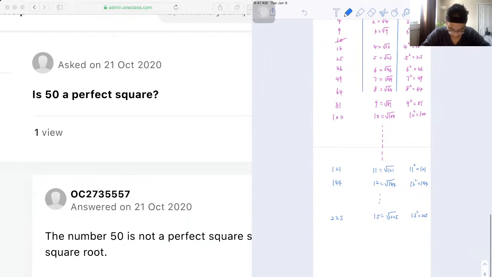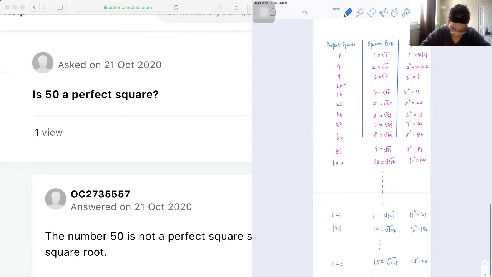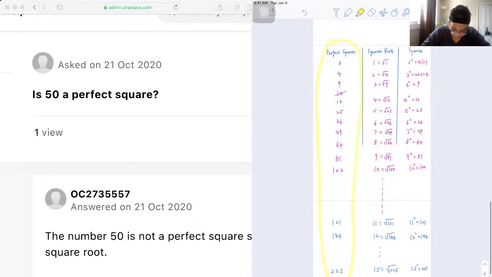So our first column are the numbers that are perfect squares, the second column will be the square root of it, and the last column will be the squares. So I think that's all we have for this question.